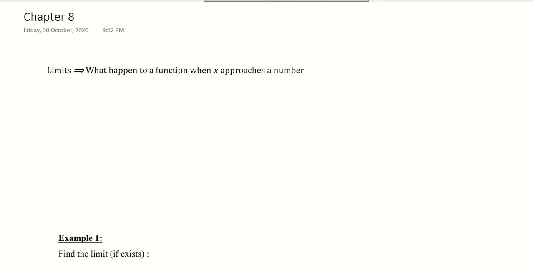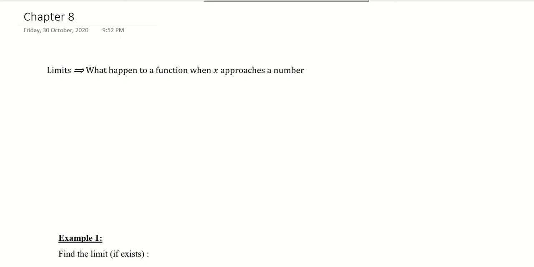Chapter 8 is about limits and continuity. First part, 8.1, is about limits. What is a limit? It is a topic where we want to know what happens to a function when x approaches a number.